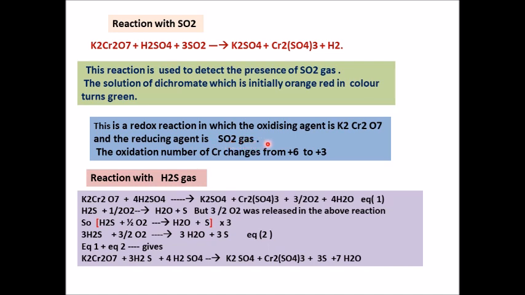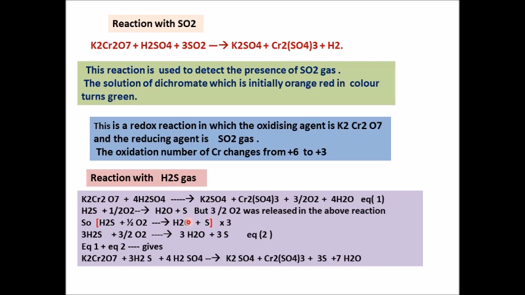Again, you see this is a redox reaction. The reducing agent is SO2 gas. Oxidizing agent is acidified K2Cr2O7. Oxidation number of Cr changes from +6 to +3, which means it has been reduced. Then what has got oxidized? SO2. Okay.